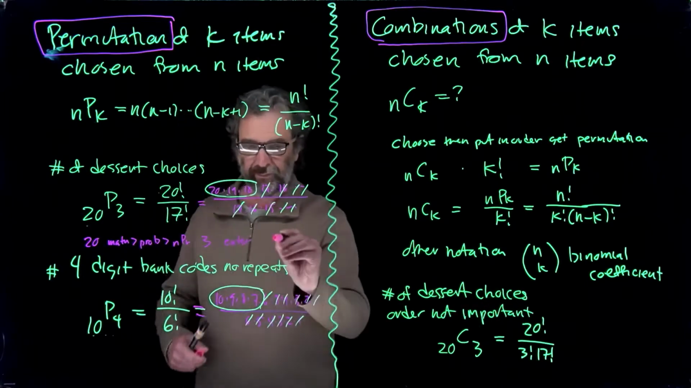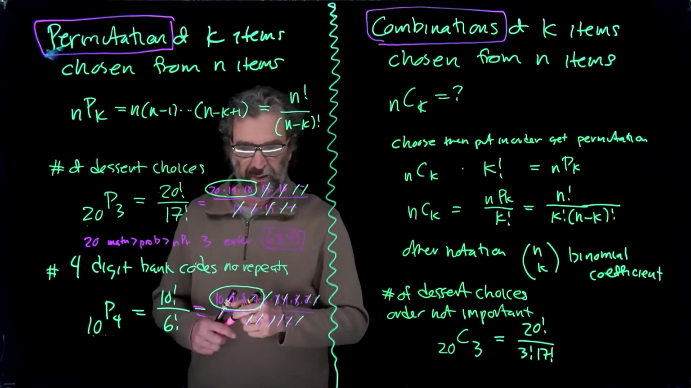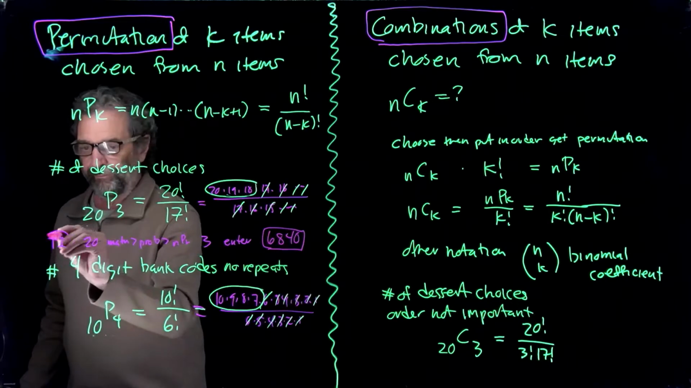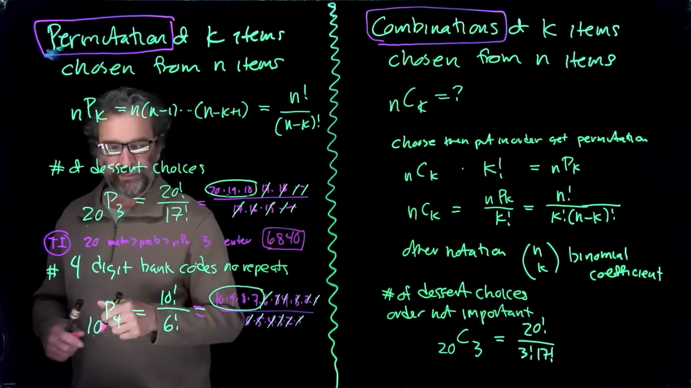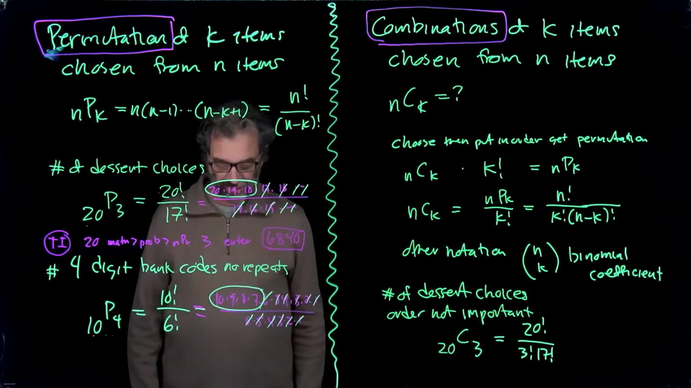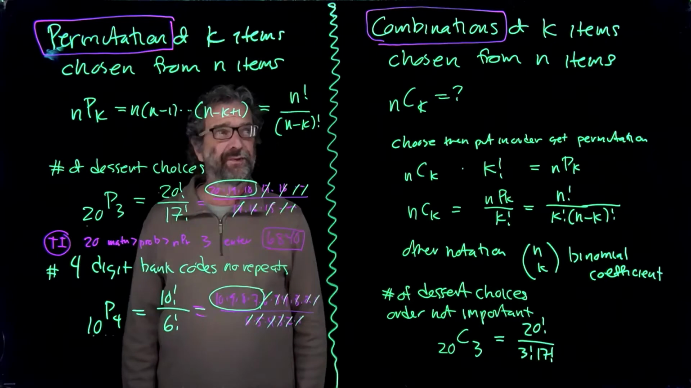Okay. So that's the TI version. 20, math, prob, nPr, 3, enter. Out it comes. So that's permutations. That's nothing fancy. Well, it's still a little bit fancy, but we use the counting principle to do it.